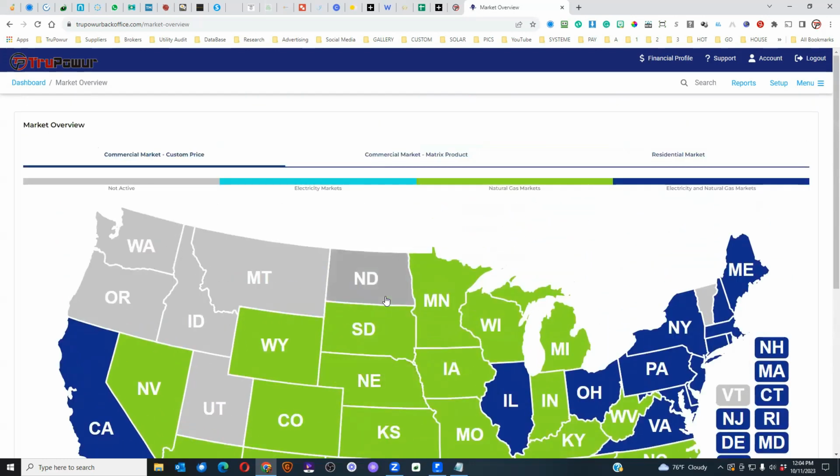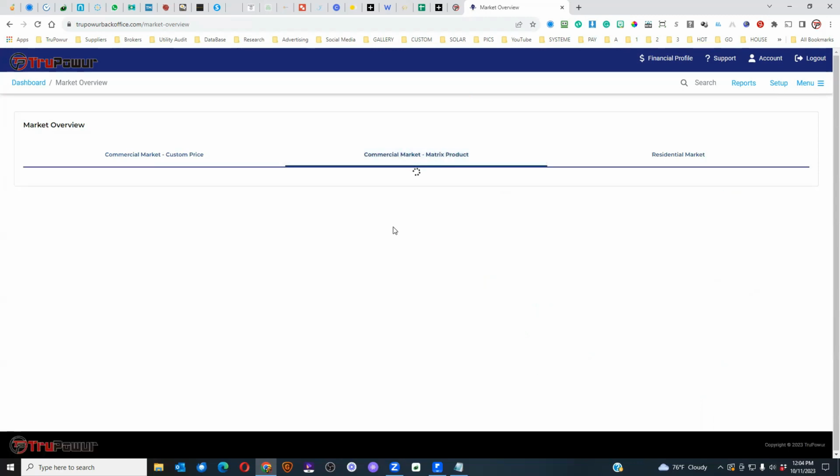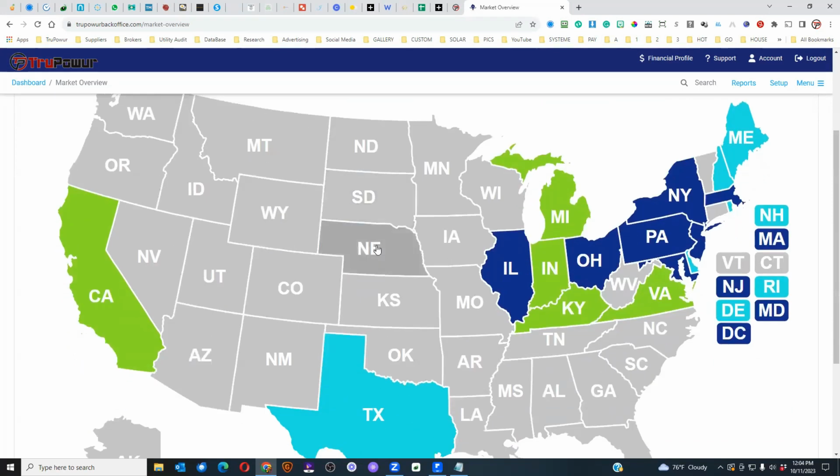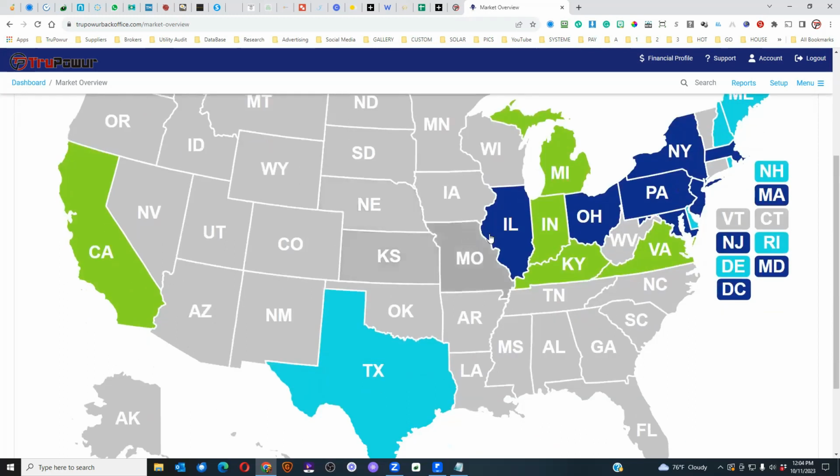When you look at the difference between custom pricing and matrix pricing, matrix pricing is the pricing that the suppliers issue on a daily basis through the matrix sheets that are tied into the platform and updated. So you can see that matrix pricing is a much, much smaller footprint. Again, the dark blue is electric and natural gas, light blue is just electric, and green is just natural gas.